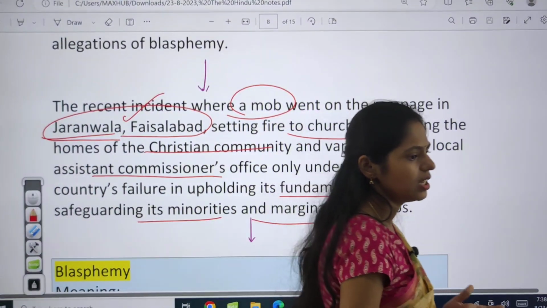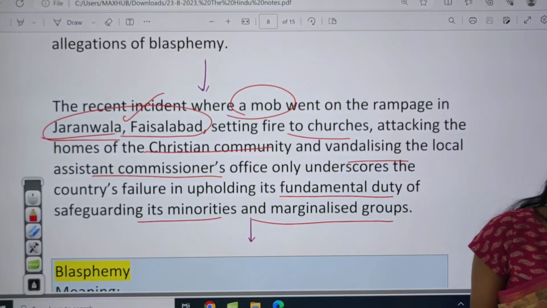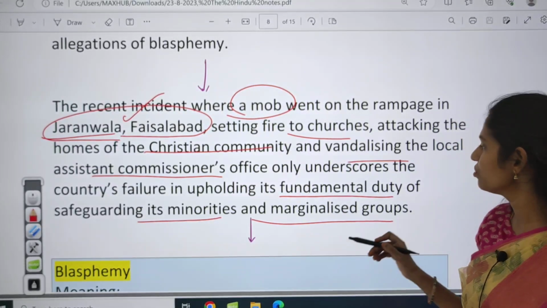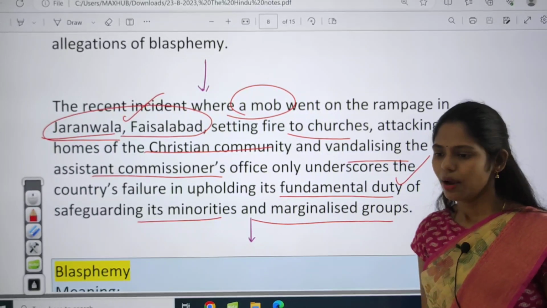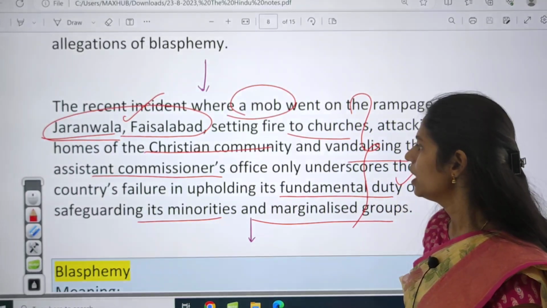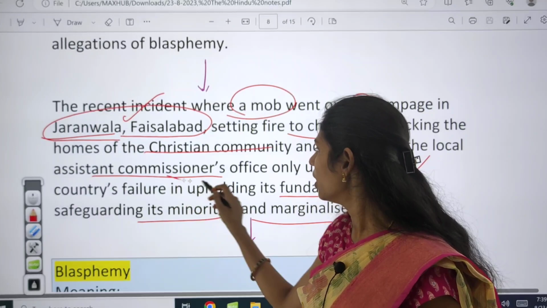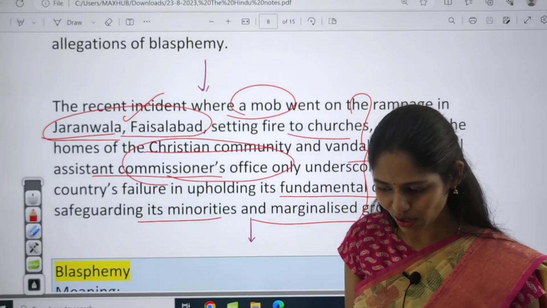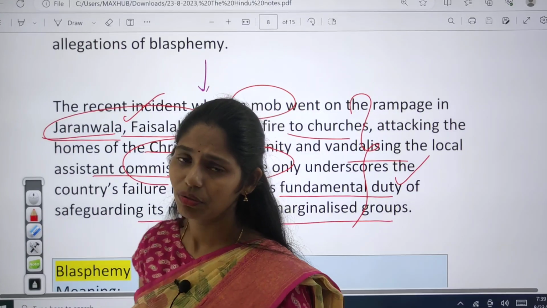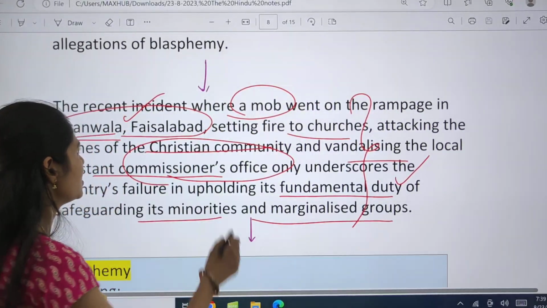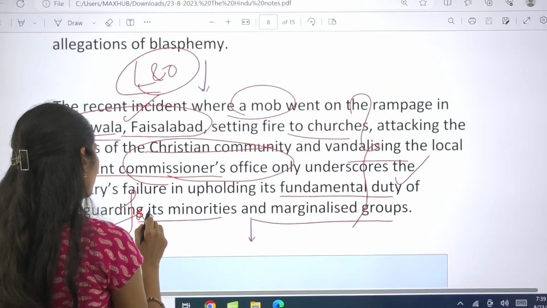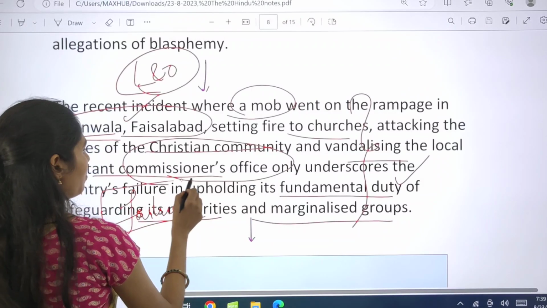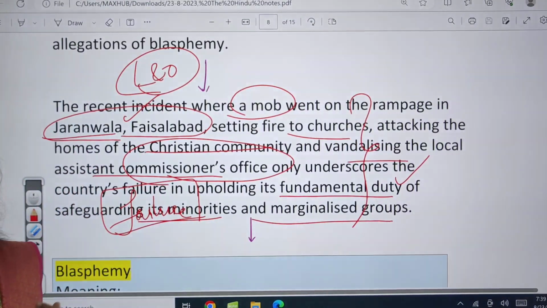If you see here, every country or every government has a responsibility to safeguard the fundamental rights of the people. It has to safeguard the minorities. But because of these incidents, even the attack on the assistant commissioner's office, that means on the government itself, people conducted violence. That means we can say there is a breakdown of law and order. Here we can say it is a failure of the government in upholding the fundamental duty of safeguarding minorities and marginalized groups.